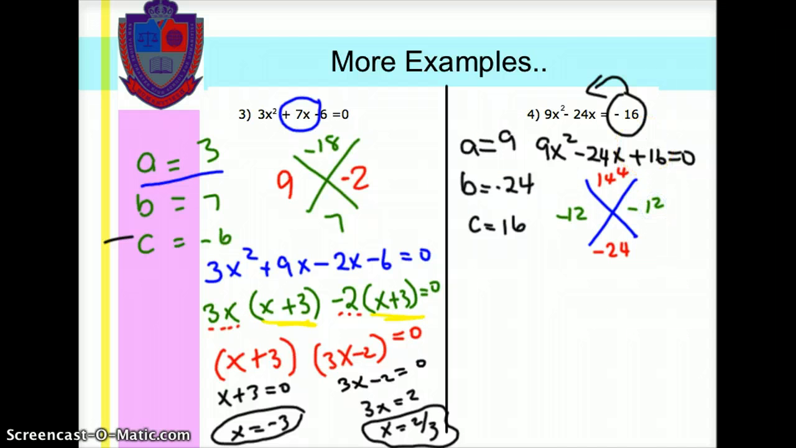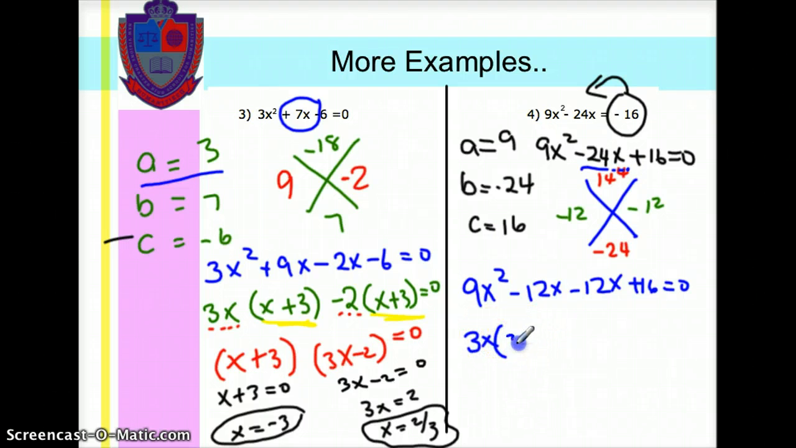But remember, this is special because a is greater than 1. So I want to rewrite this. This is going to actually be 9x squared minus 12x minus 12x plus 16 equals 0. All I did was replace this term right here. Now look for what they have in common. They have a 3x. Yes, they have an x in common, so that becomes 3x minus 4.